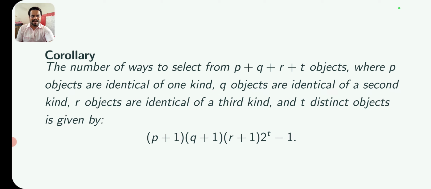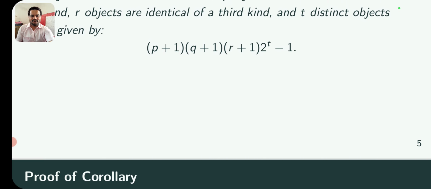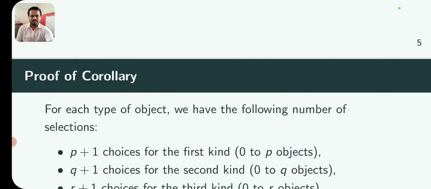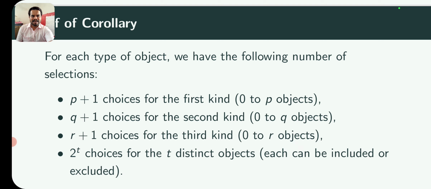P plus 1 choices for first kind means 0 to P objects, Q plus 1 choices for second kind for 0 to Q objects, R plus 1 choices for third kind, it is 0 to R objects, and here T distinct objects are remaining, that's why it is 2 raised to T choices for T distinct objects. These T objects are not identical and each can be included or excluded.